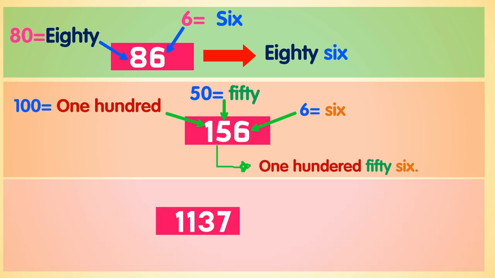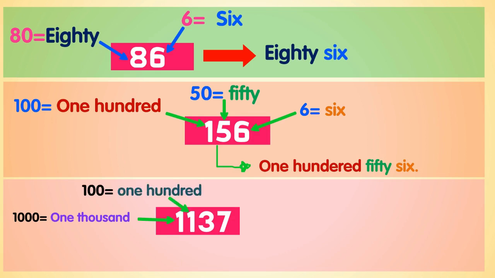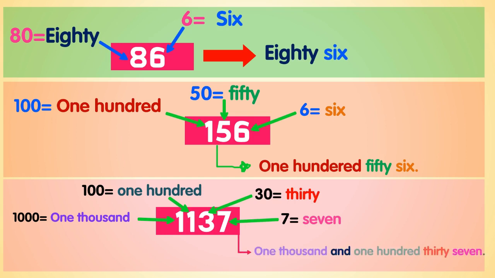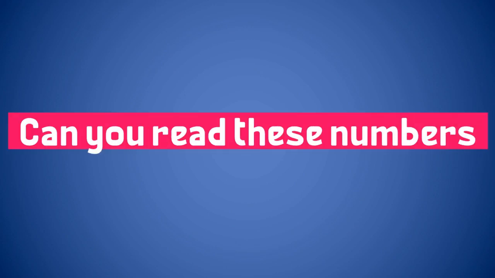Also in this number we have 1,000, 100, 30, and 7. So this number is 1,137. Or you can read the first two numbers first, then the second two numbers together. For example, eleven thirty-seven. Now let's practice. Can you read these numbers?